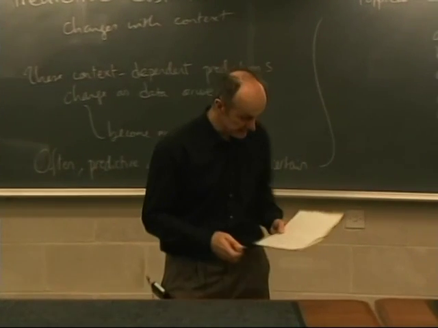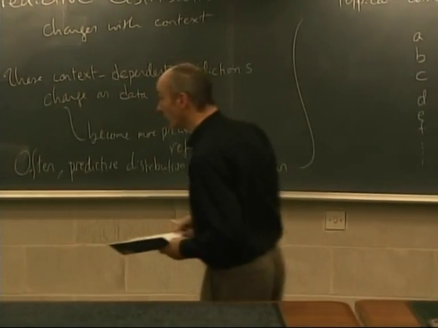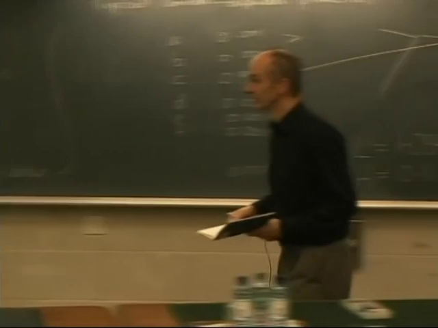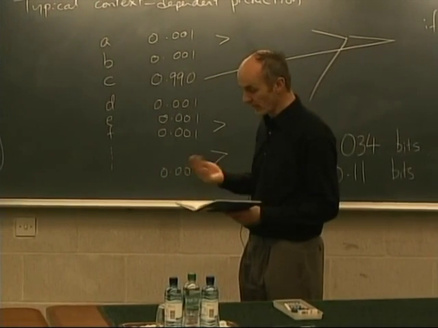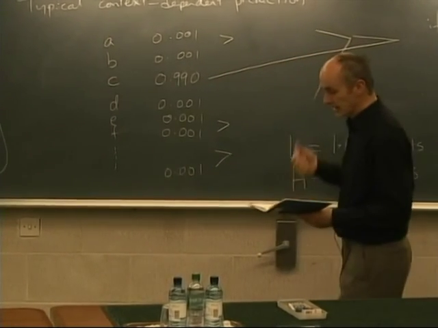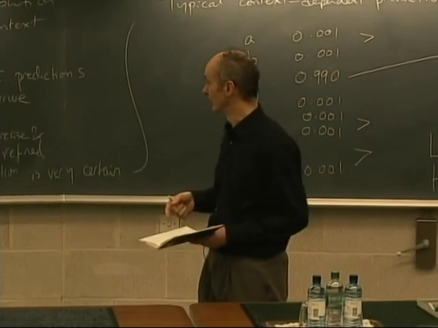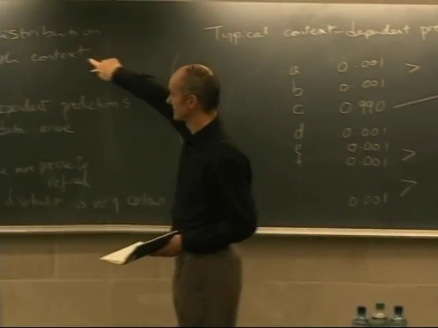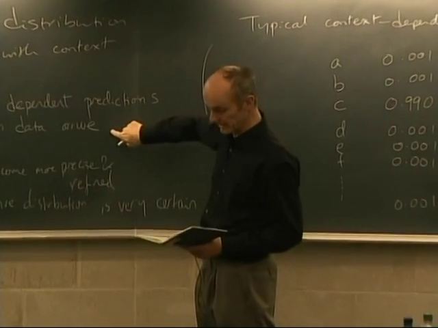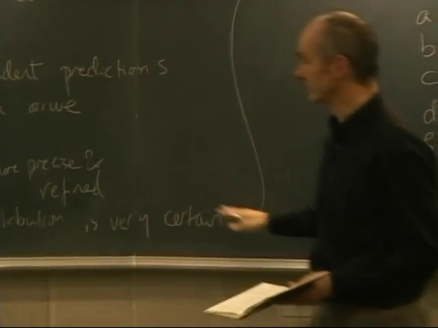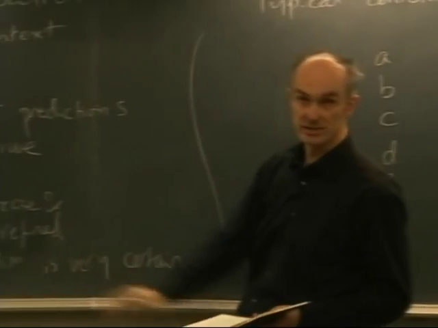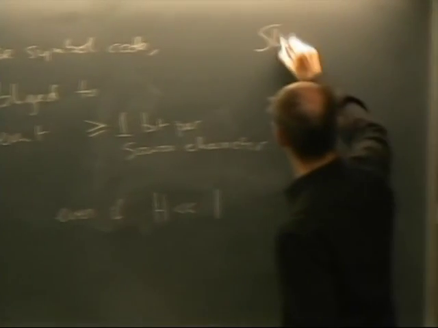So in summary, what we would like is a solution for data compression where we can use context-dependent adaptive probabilistic models. So we want to allow context dependence, we want to allow for adaptation, and we want to be able to handle very concentrated probability distributions. So here's my summary.